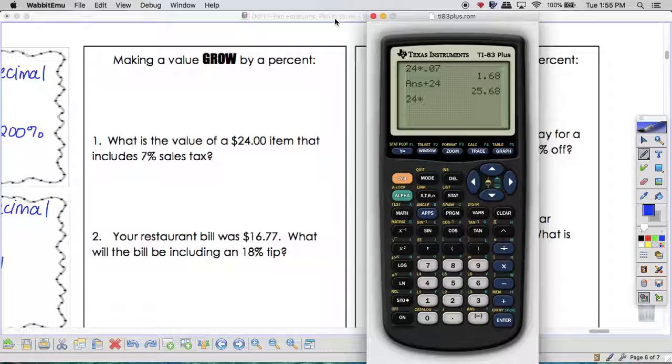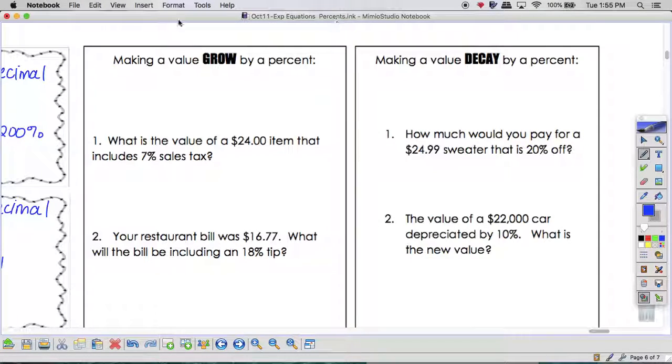So here's what we're going to have to do. If you want something to grow by a certain percent, you are going to multiply by 100% plus the percent growth. And then you're going to change that to a decimal.